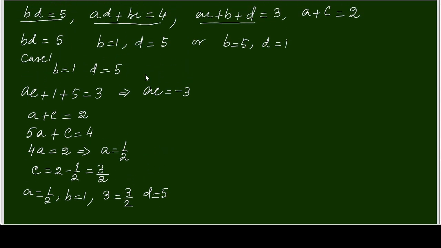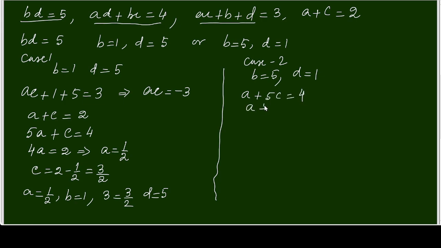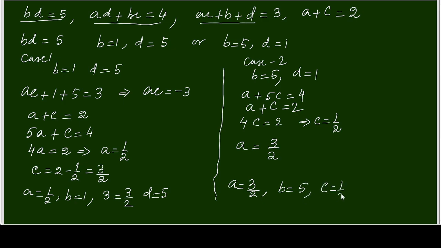Similarly, if we take case 2, b equals 5, d is equal to 1, that time we get a plus 5c equals 4 and a plus c equals 2. Solving this, I'll get 4 times c is equal to 2, or c is equal to 1 by 2, and a equals 3 by 2. There the values will be a is equal to 3 by 2, b is equal to 5, c is equal to half, d is equal to 1.